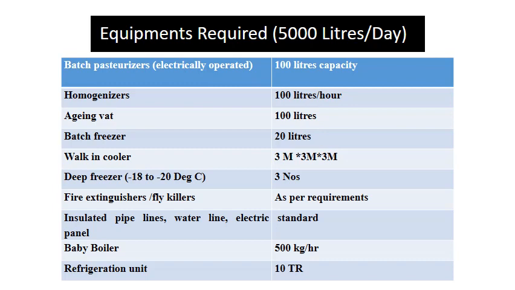then baby boiler, a small boiler about 500 kg steam production capacity per hour, and a refrigeration unit that is about 10 ton capacity. So these are some of the mostly utility services required for a small dairy plant with a capacity of 5000 liters of milk per day.